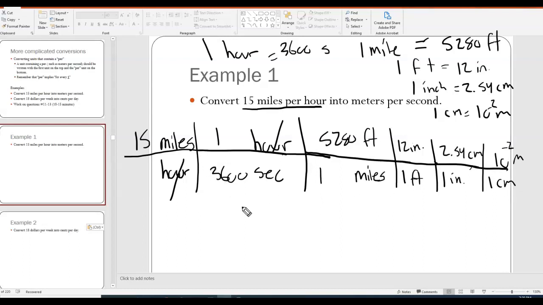Always double check to make sure the units cancel out correctly. Let's see, miles on top, miles on bottom, feet on top, feet on bottom, inches, centimeters. Everything has canceled except meters is left on the top and seconds is left on the bottom. That should always be your final check.